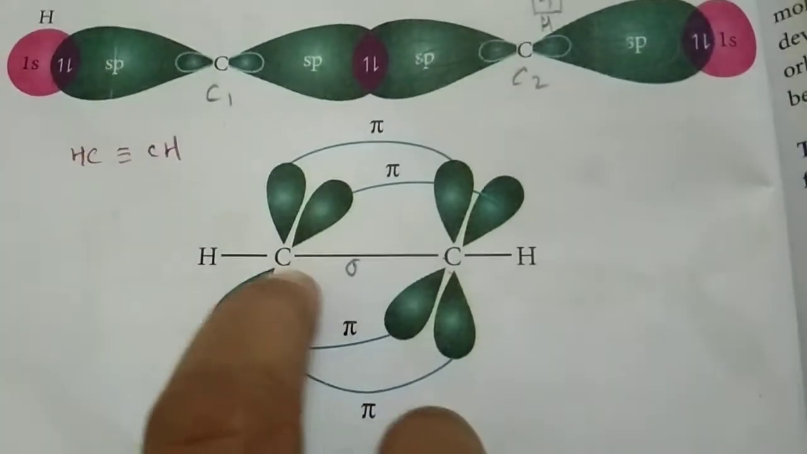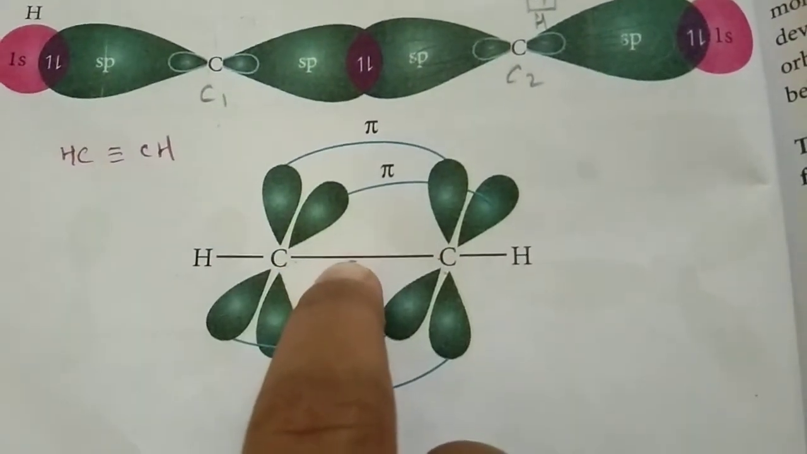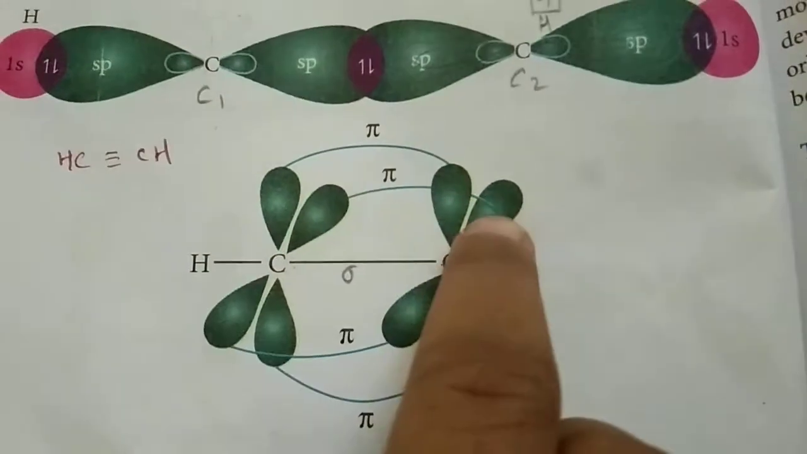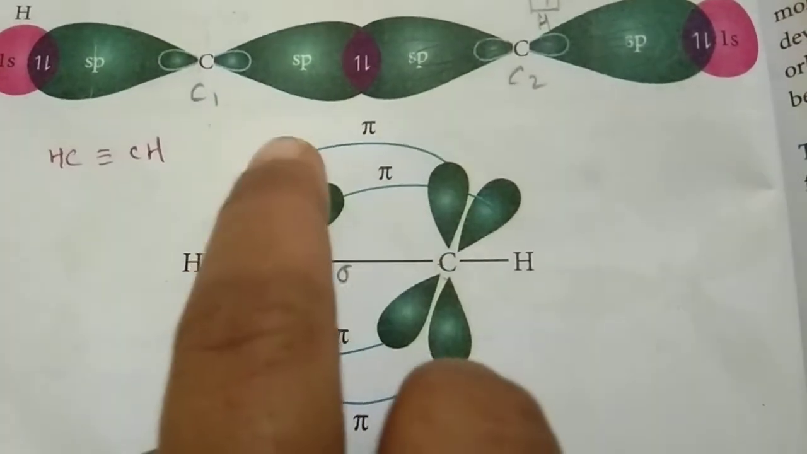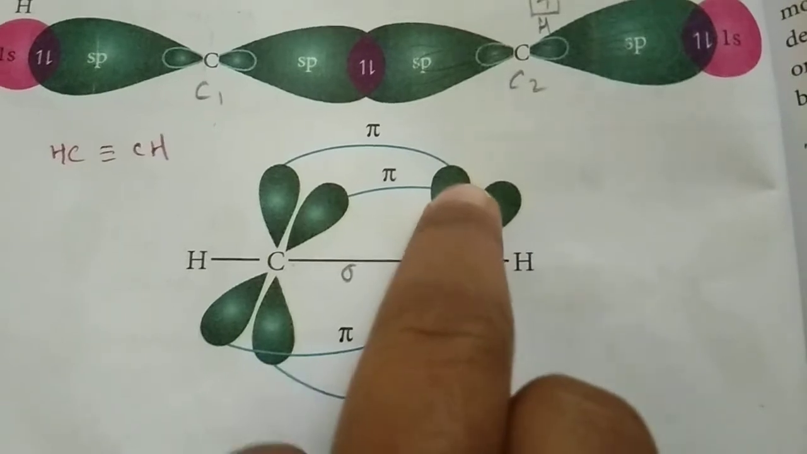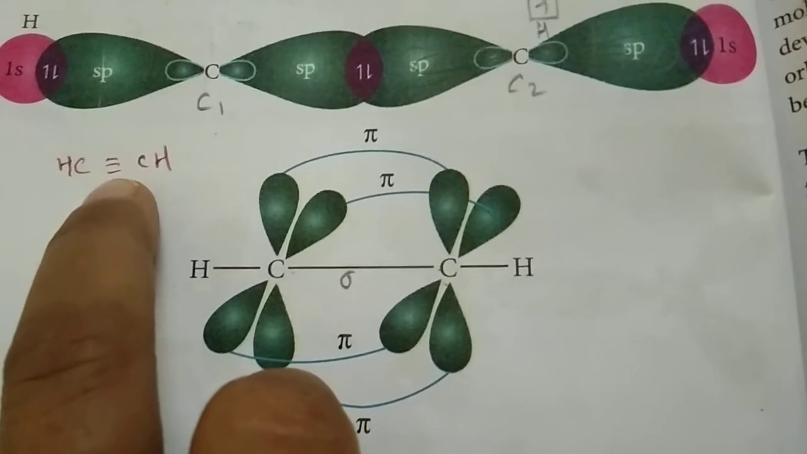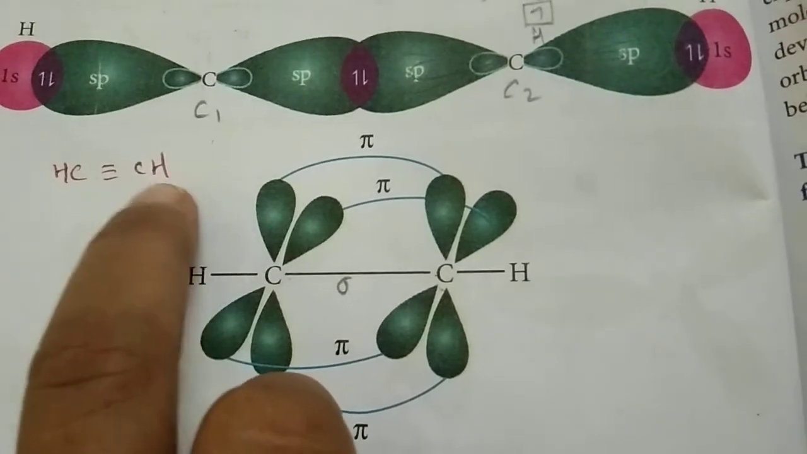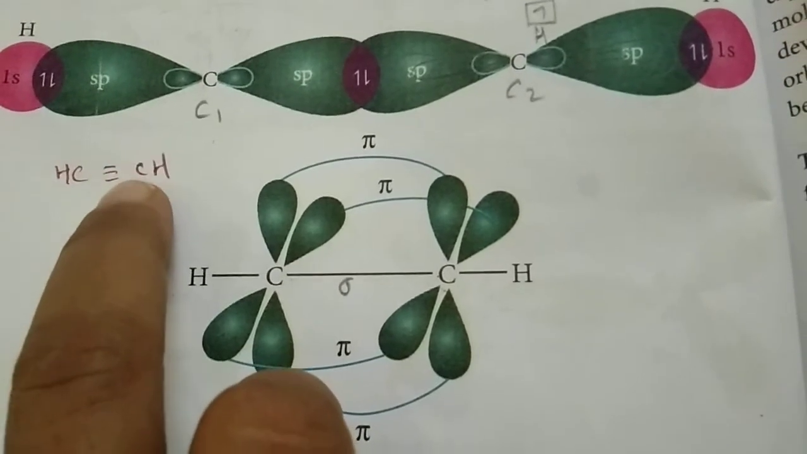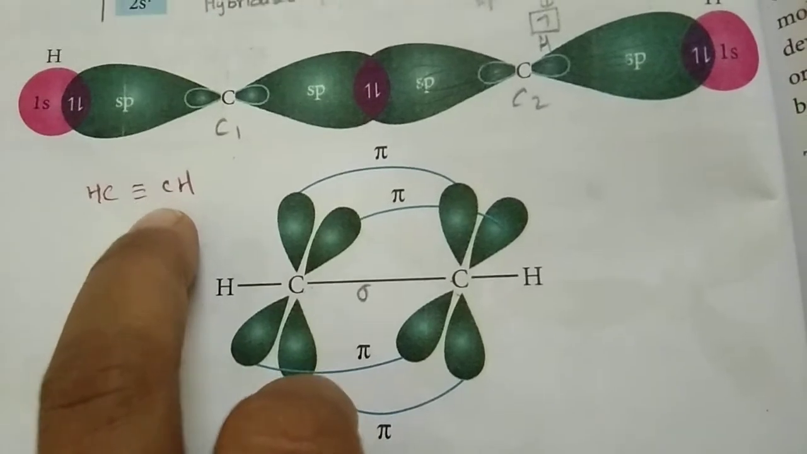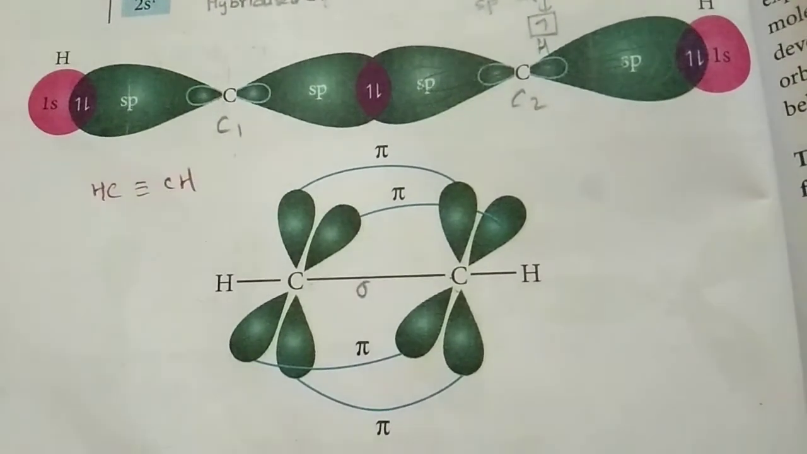So carbon-carbon has one sigma bond, and the py-py overlap makes one pi bond, and the pz-pz overlap makes another pi bond. So this is the structure of acetylene, CH≡CH: one is a sigma bond, and the other two are pi bonds. So like this you have to find out the hybridization. Thank you.